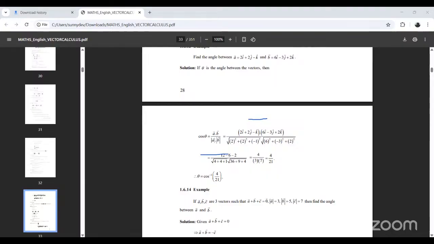So finally we are getting cos theta equal to 4 by 21. Then theta equals cos inverse of 4 by 21. Okay, so this is how you can find it.